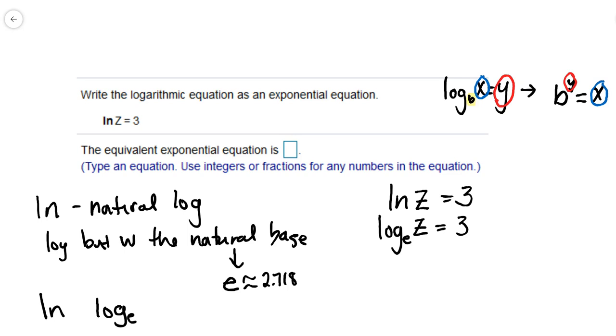Now I'll rewrite this as an exponential. I'm going to use the base of the log as the base of the exponent. The log always equals the exponent, so 3 goes in the exponent. And then my exponential is going to equal what's inside the log. Since z is inside the log, z is what the exponential equals. So to write the logarithmic equation natural log z equals 3 as an exponential, that would be e to the 3 equals z.